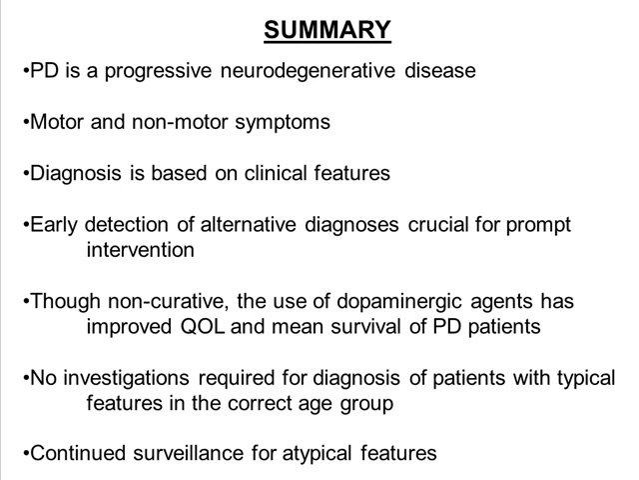So in summary, it's just to highlight that Parkinson's disease is progressive. There are motor and non-motor symptoms. The diagnosis is based on only clinical features. And we should try and sieve out the alternative diagnoses early, because some of them can be treated very well. And on follow-up, you should continue to survey for the atypical features even a few years down the line from onset. Thank you.